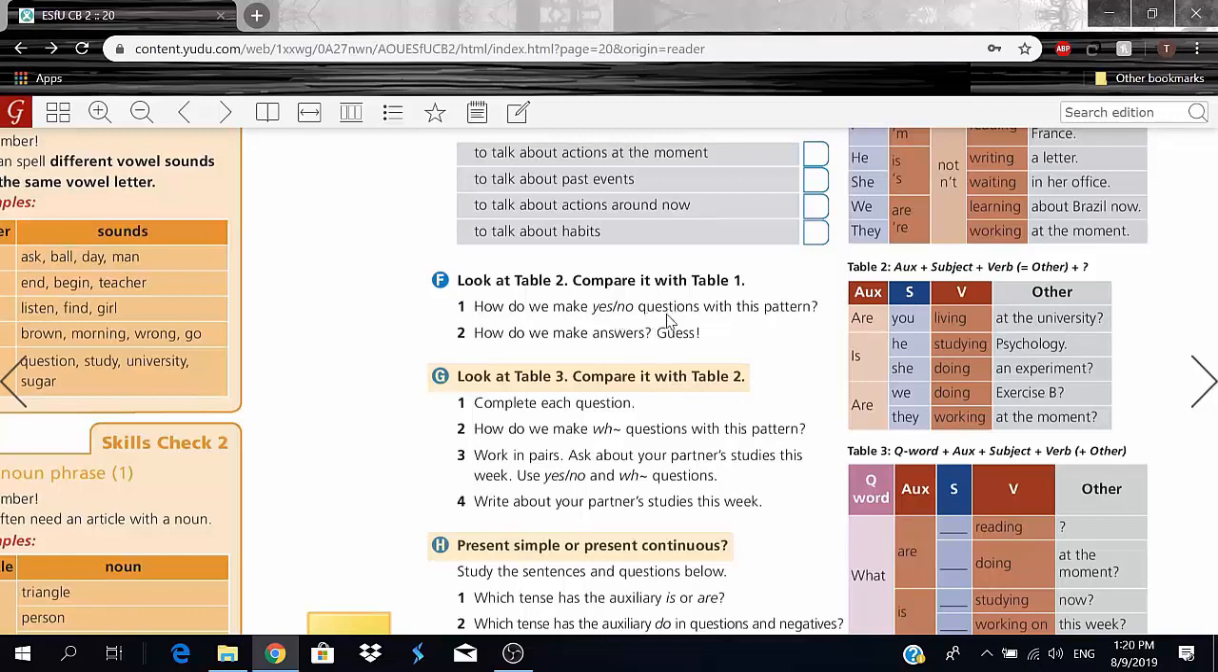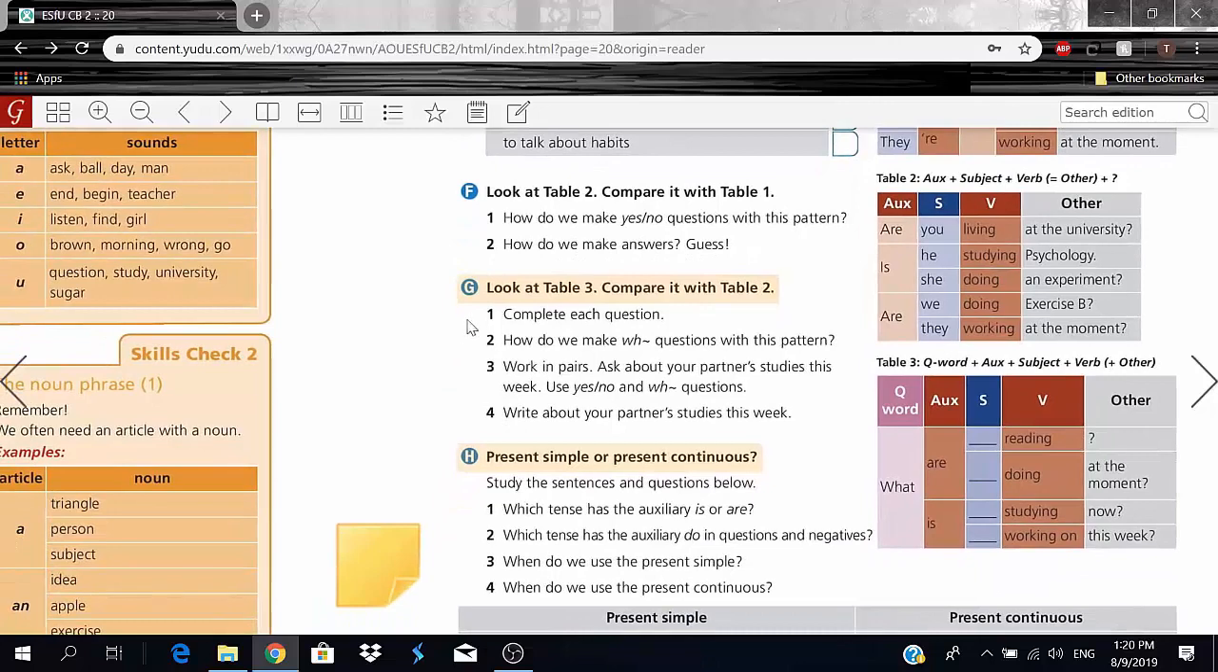Is he studying psychology? Yes, he is. Or no, he isn't, or he's not. Both are correct. Are they working at the moment? Yes, they are. Or no, they're not. Okay? That's how yes or no questions are answered. Now, let's hop into exercise G.